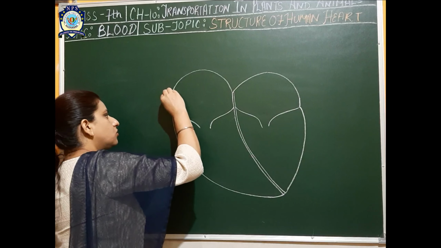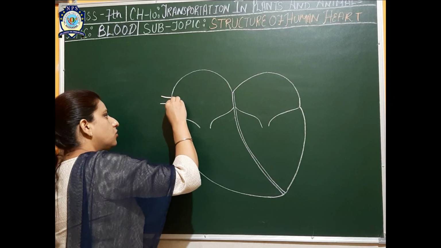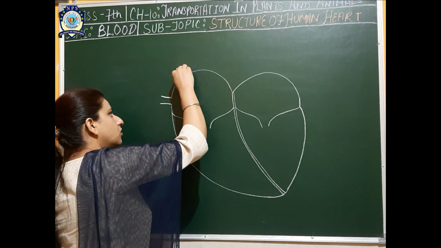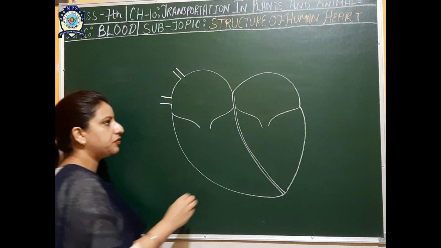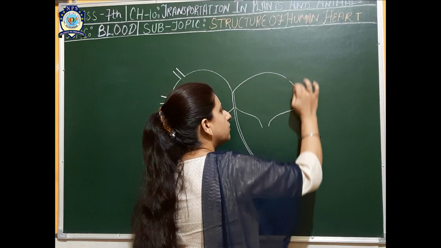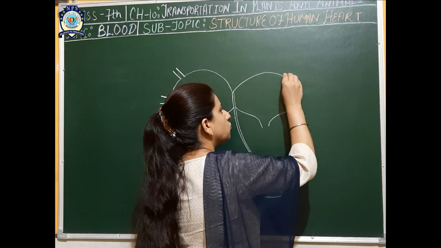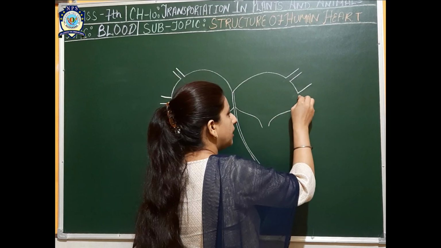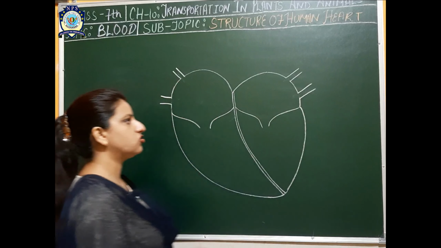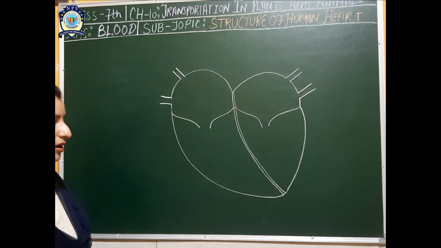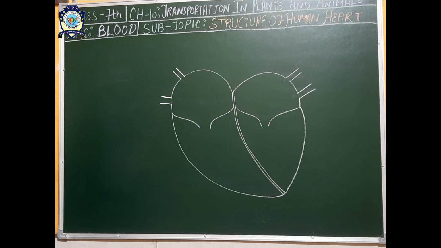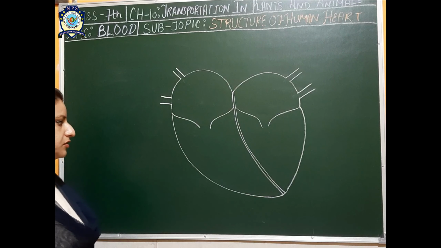Here two vena cavae are present, which are bringing blood to the heart for purification, and here again two veins are present. These are the pulmonary veins, and they will bring the oxygenated blood from the lungs towards the heart. So let's label the diagram, and then I will draw two more structures which are attached to the two ventricles.